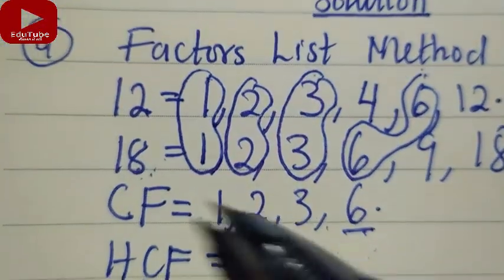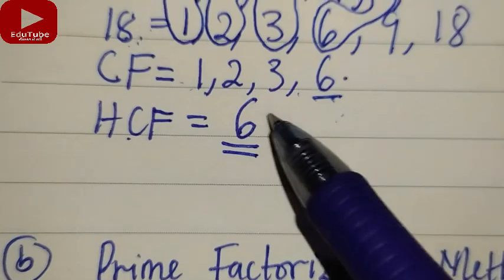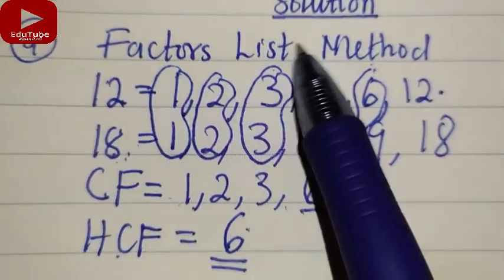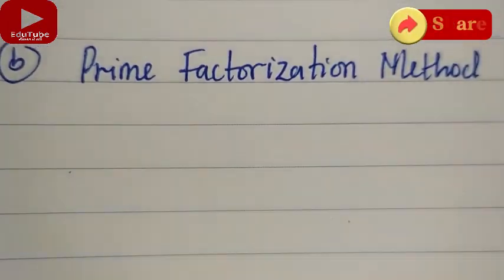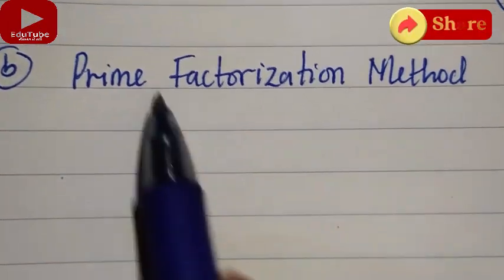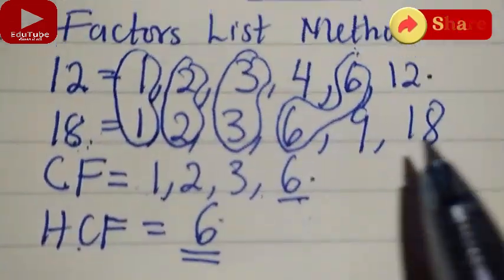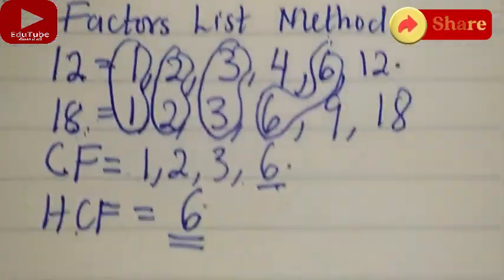So the highest common factor of 12 and 18 is 6 using the factors list method. Now the second method is called the prime factorization method. So we are using the prime factorization method to find the HCF of 12, 18, and 24.